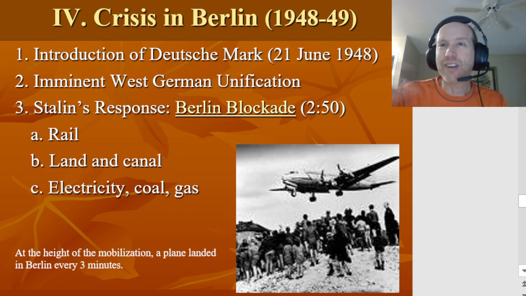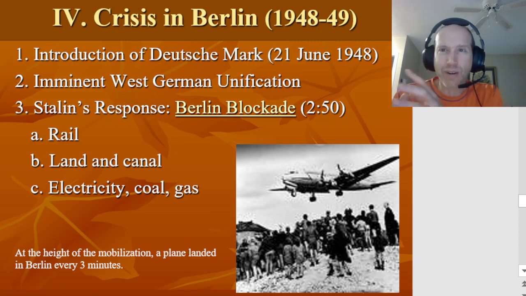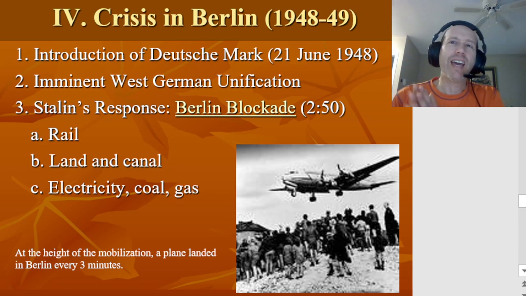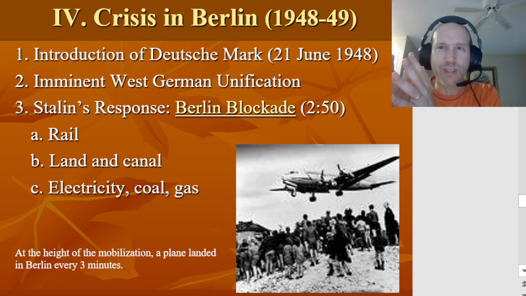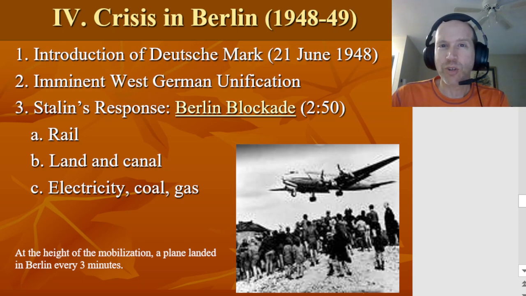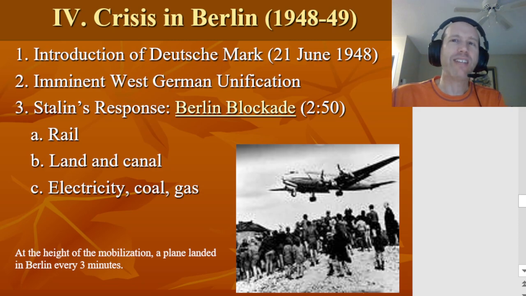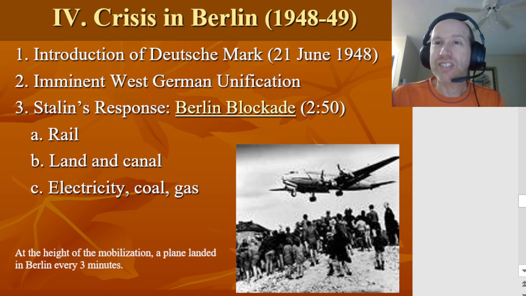So a clear signal that the United States was going to break the Potsdam Arrangement and was putting into place the foundation of a unilateral settlement was the introduction of the Deutschmark. When this was announced on the 21st of June of 1948, Stalin knew what it meant. He had spies in the British delegation, and he responded to the imminent unification of West Germany by essentially intervening in terms of a blockade of Western Berlin.